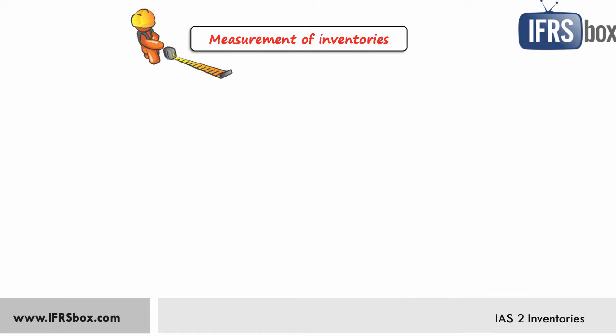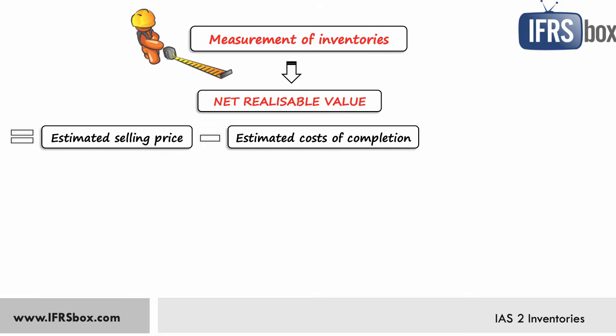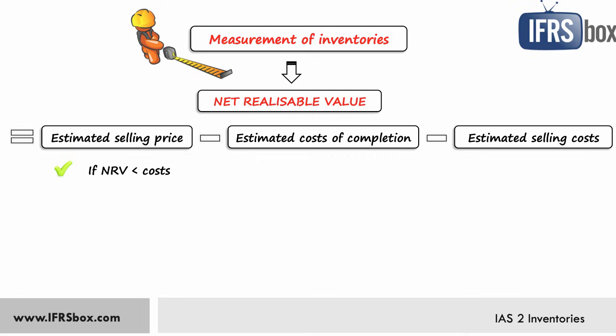Now let's take a look at net realizable value. It is the estimated selling price in the ordinary course of business, less estimated cost of completion, less estimated costs necessary to make a sale. You need to make sure that inventories in your financial statements are not stated above this net realizable value. So if net realizable value is lower than cost, then you need to write down your inventories to their net realizable value.